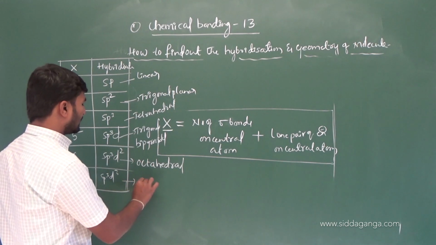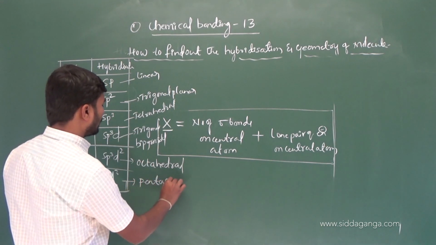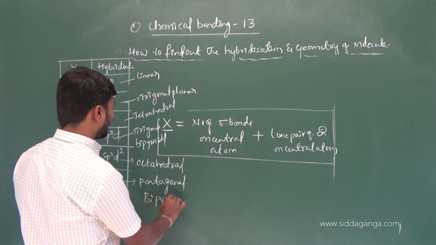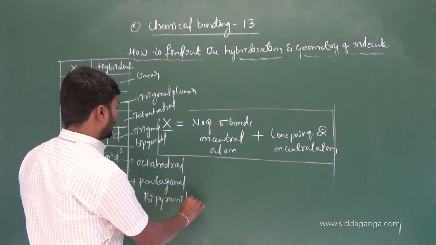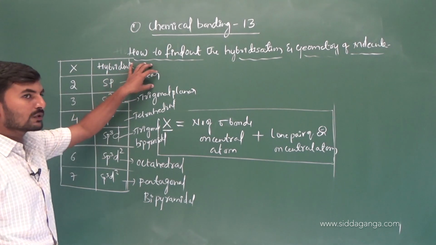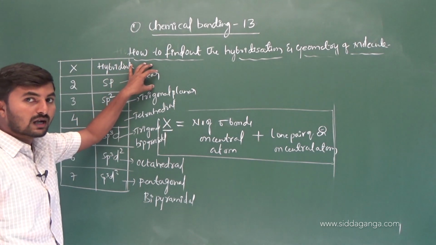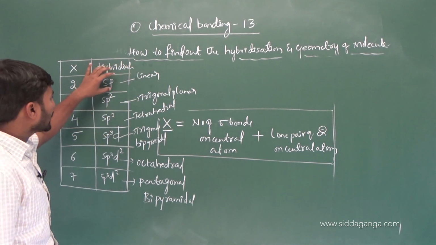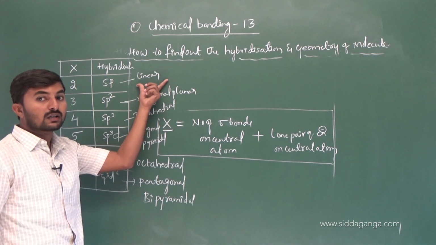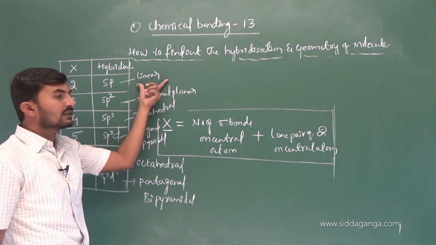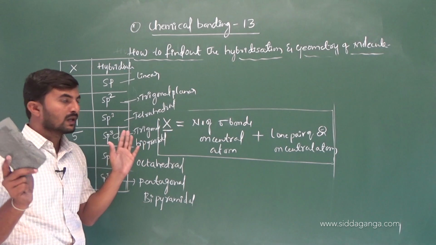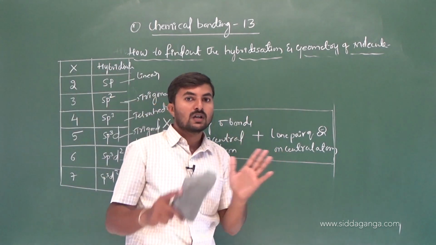At last, it is pentagonal bipyramidal geometry. With respect to the particular hybridization, the geometry of the molecule is fixed according to the postulates of VBT. For a particular process of hybridization, the geometry of the molecule is fixed, but not the shape. There is a lot of difference between the shape of the molecule and the geometry of the molecule. Both are not the same.